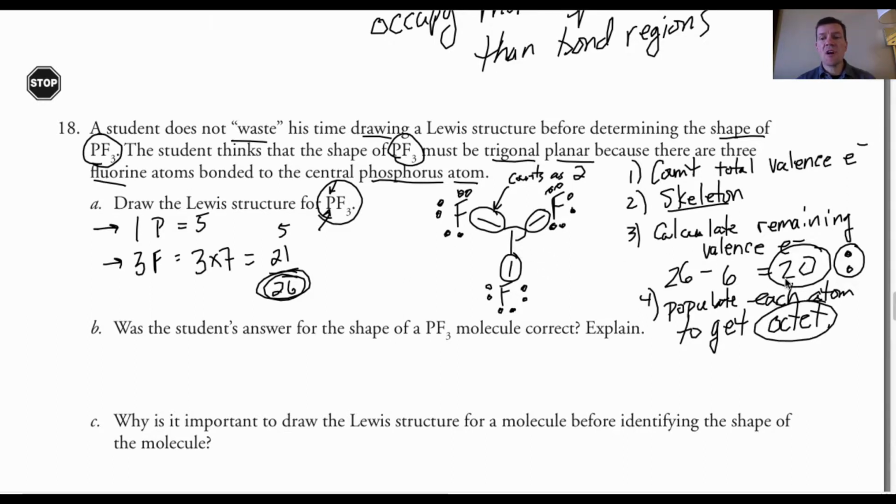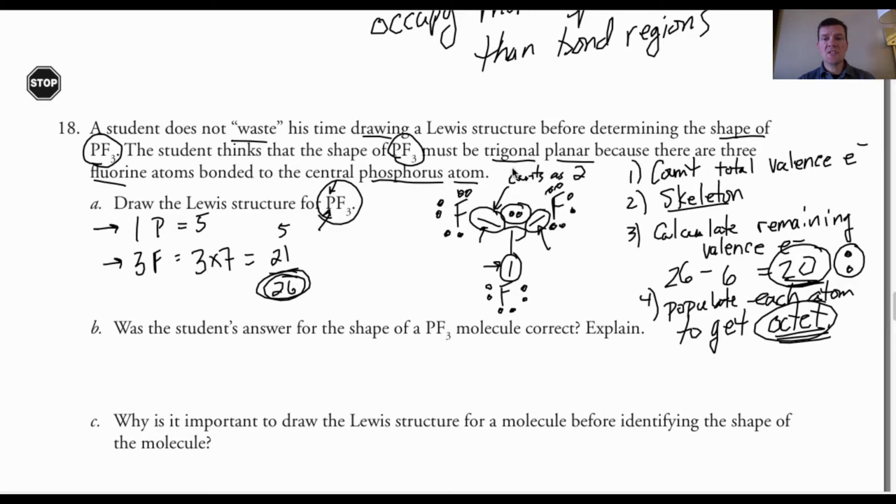But I haven't drawn my total 20 yet. So where does the last pair go? It goes around the central atom. Is the phosphorus happy now? Yes. 2, 4, 6, and that lone pair give it 8 as well. Everybody has their octet. Everybody has a full outer valence shell, and they're more stable as a result being in this compound than if they were by themselves.